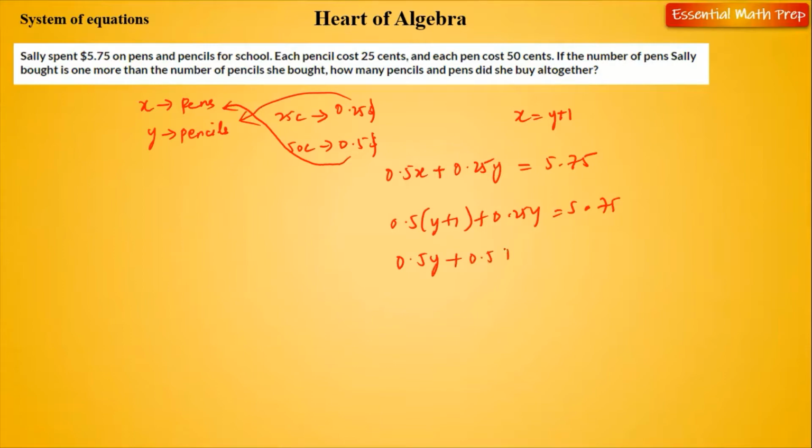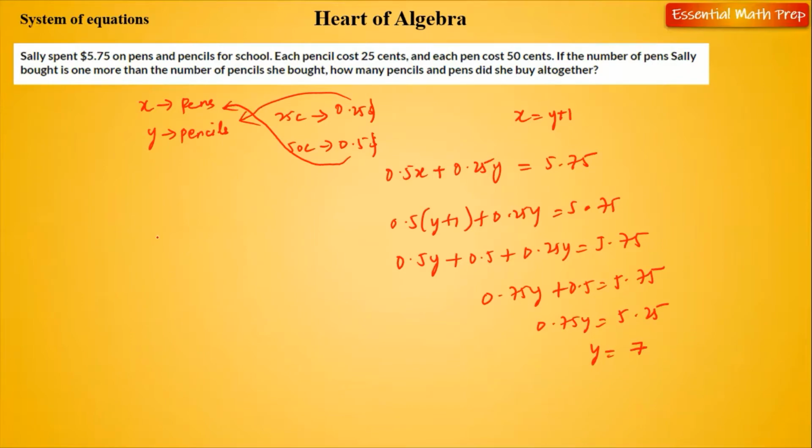0.5Y plus 0.5 plus 0.25Y equals 5.75. This adds up to 0.75Y plus 0.5 equals 5.75. So 5.75 minus 0.5 is 5.25. So 0.75Y equals 5.25, and that divided by 0.75 is 7. So Y is 7. What does Y correspond to?